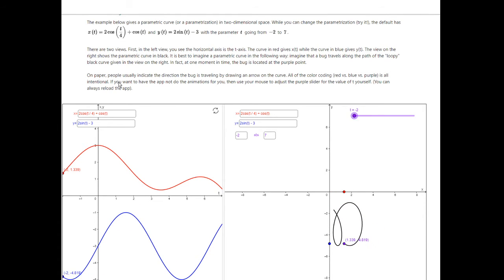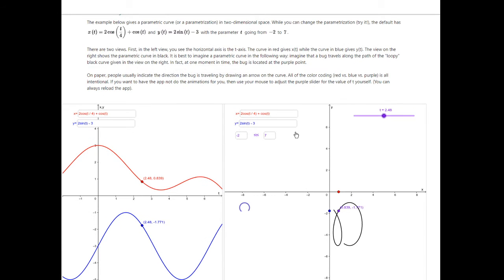So starting from, let me just reload this. So we'll see the animation occur, hopefully. Yep, there we go. This nice slow animation, that as t moves onward, the point shown in purple shows you that value of t.